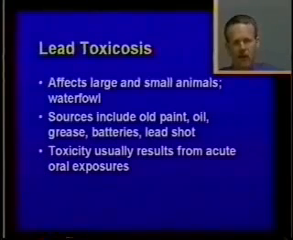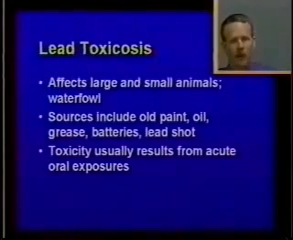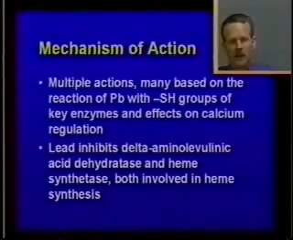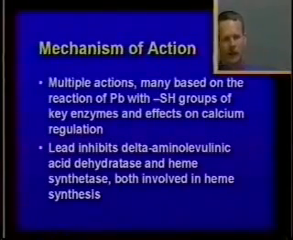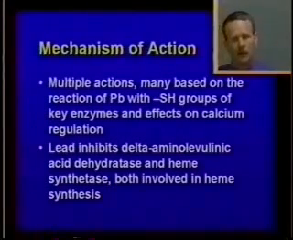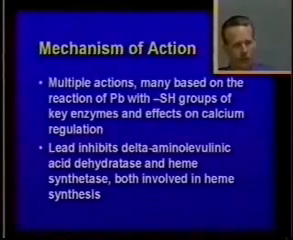And toxicity with lead usually results from acute exposures to lead, although in humans we often think of chronic problems with lead exposure. In animals, it's usually an acute problem. The mechanism of action for lead toxicity is still somewhat unknown for some of the symptoms. It has many different effects. Most of these are based on the fact that lead can interact with key sulfhydryl groups in enzymes, inactivating those enzymes. And lead can also affect calcium regulation. This is especially important in some of the neuronal tissue where calcium may stimulate the neuron. Lead inhibits an enzyme called delta aminolevulinic acid dehydratase, or DALAD, and also heme synthetase. These are both enzymes that are involved in heme synthesis and account for much of the hematopoietic toxicity that we see with lead.